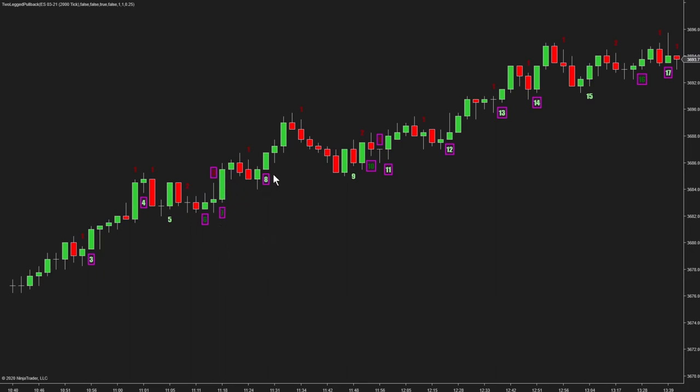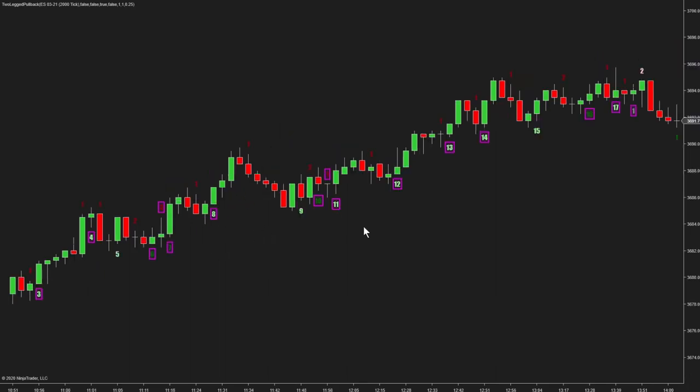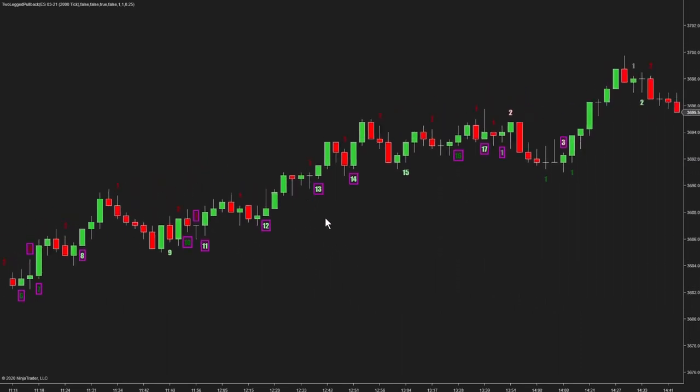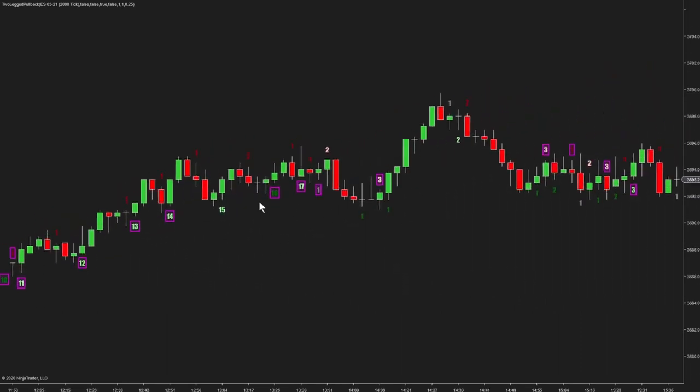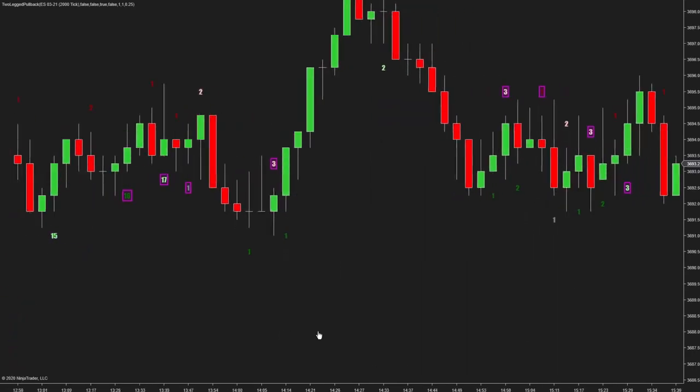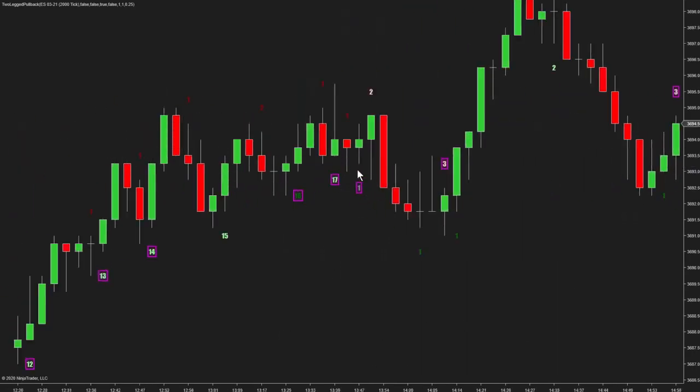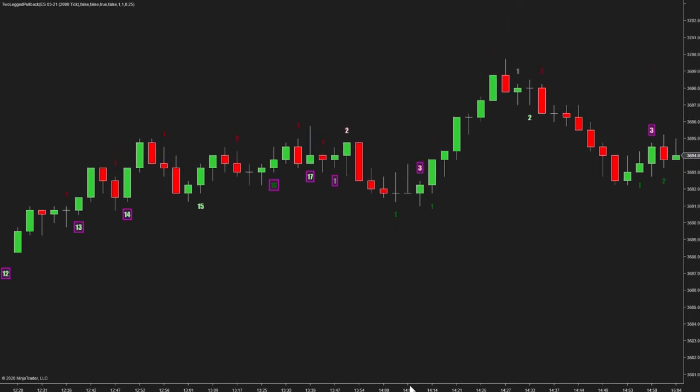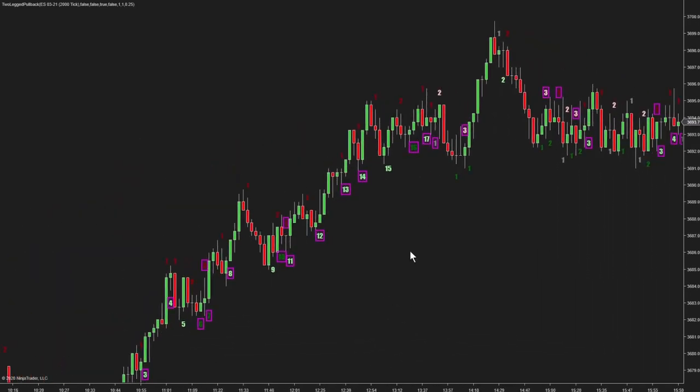The count continues until we get a pivot low that breaks the prior pivot low. And we see that in this tremendous bull trend, we have 14, 15, 16, 17 legs before a pivot low breaks a prior pivot low. And finally, we see the count reset right here with number 1. The count resets right here because this pivot low breaks beneath this pivot low, resetting the count. That's how you count the bull legs.